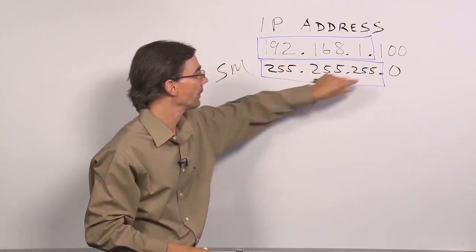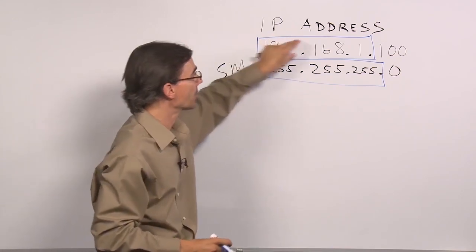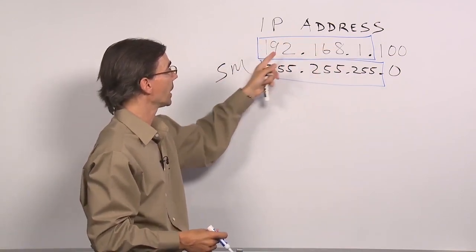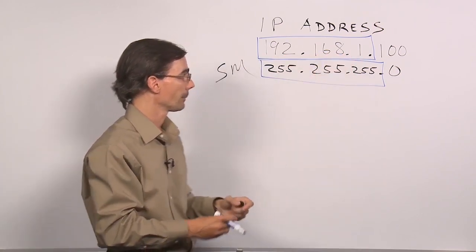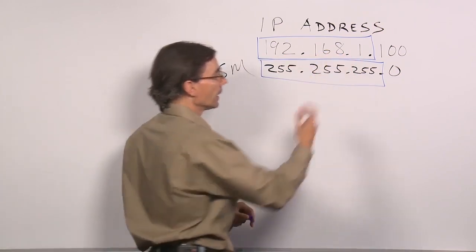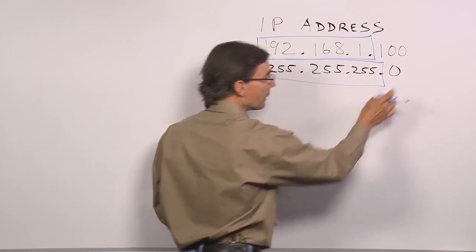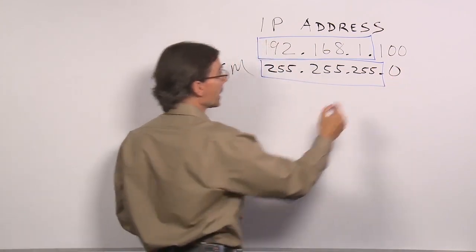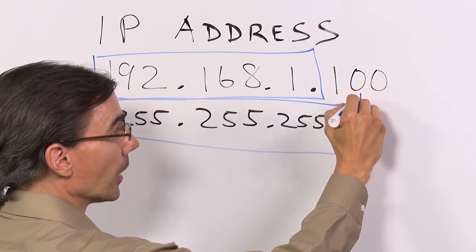Every 255 together creates the network portion of the address. So the network that the computer is on is 192.168.1. Then you have that last octet, that 0. If you see a 0, then that deals with the host portion. And in this case, the host portion is going to be 100.